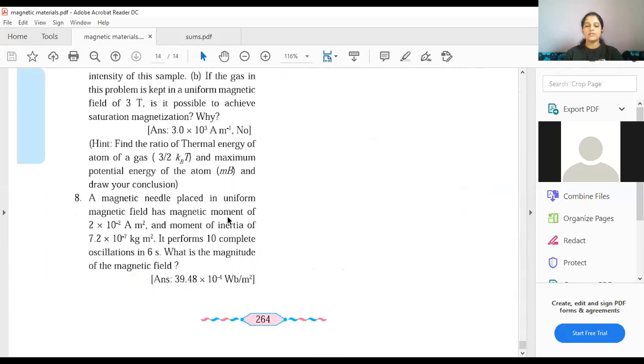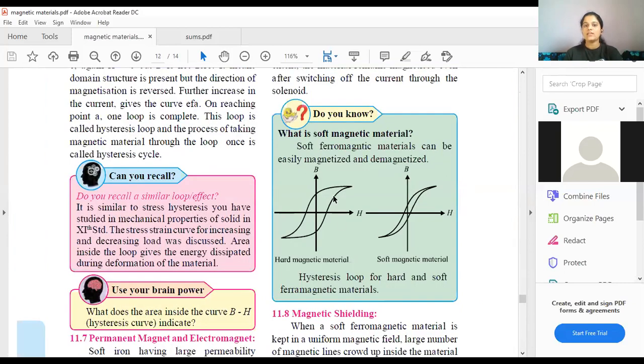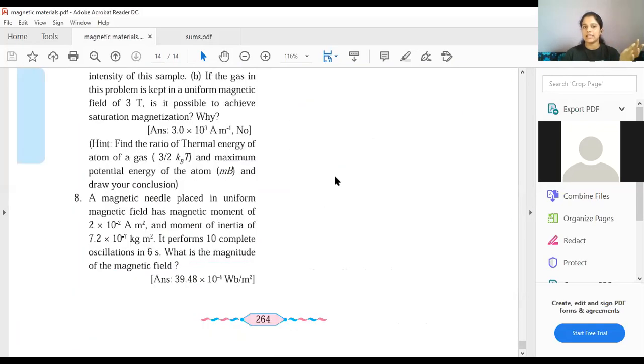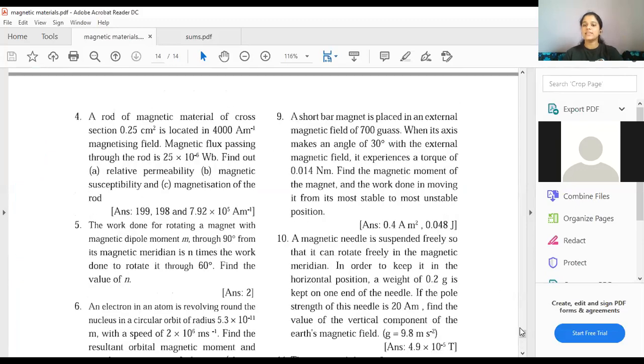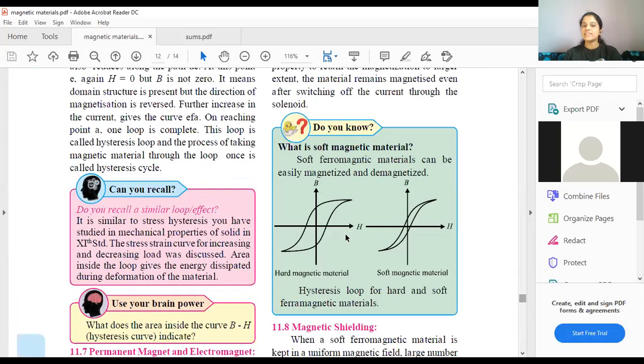What does this curve indicate? The area inside the curve indicates the loss. It is also called hysteresis loss. The area inside indicates the energy that is lost per cycle. This entire curve is one cycle, one hysteresis loop, or it is also called hysteresis cycle. So the area under it gives me the amount of energy that is lost. So larger is the area, more is the loss. I think that is what you all have written last time, the statement that I asked you all to write. Yes or no?